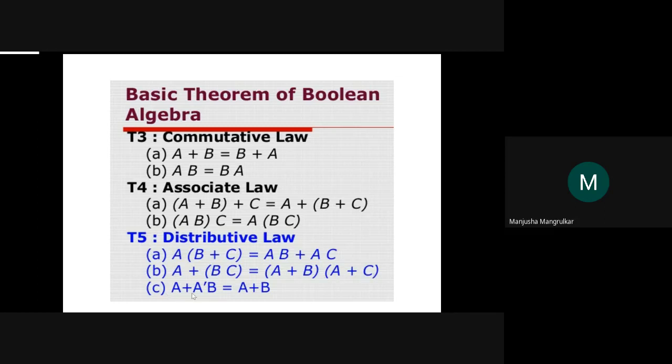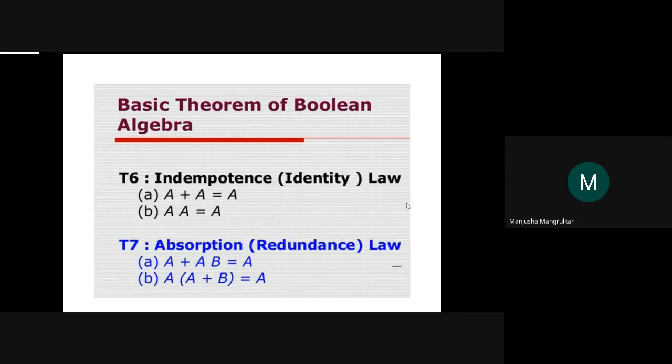A or A complement B means the complement is directly removed, A or B. This is your distributive law. Now the identity law: A or A is equal to A, and A and A is equal to A. This is the identity law.